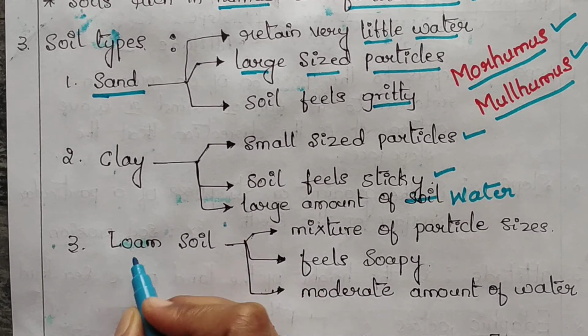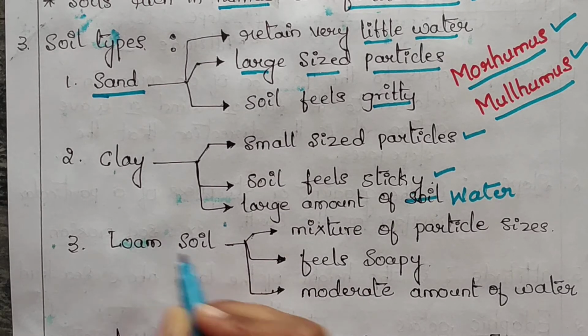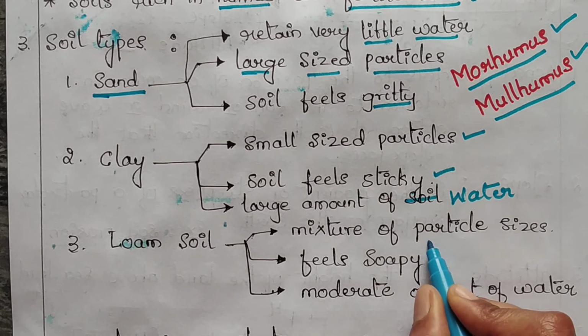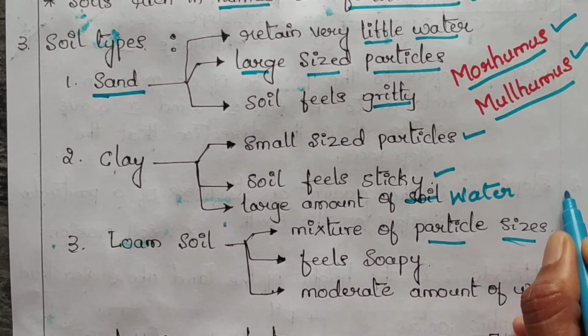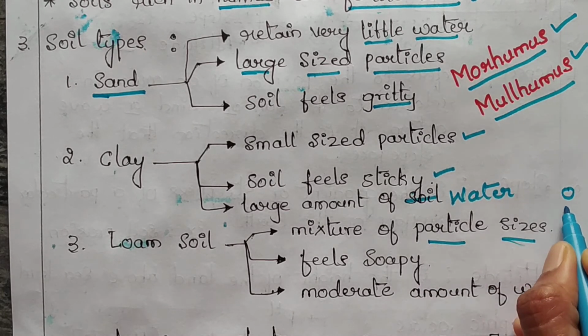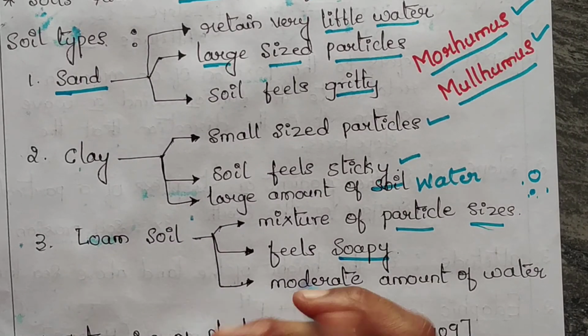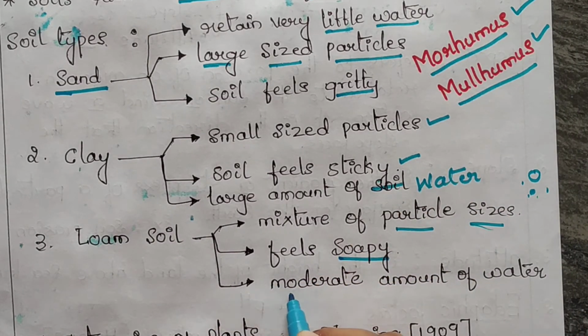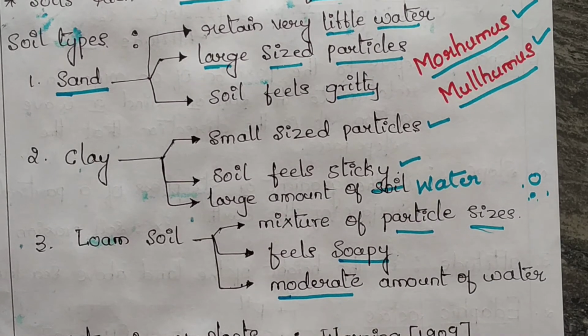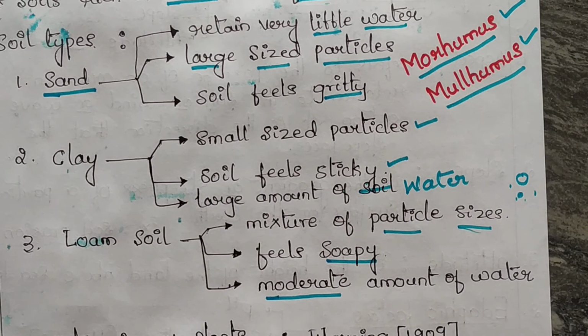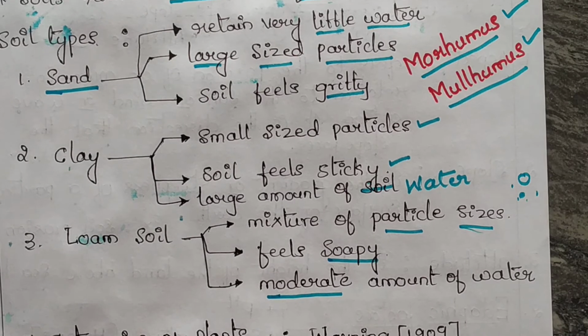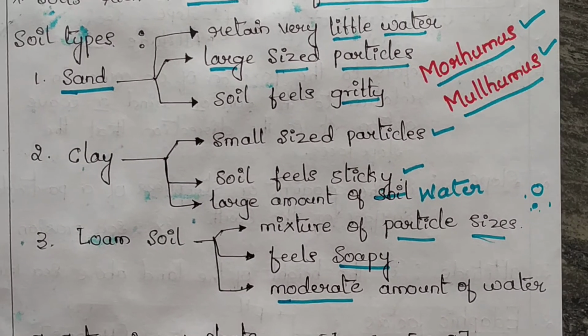Fine. Okay, let us move on to the next one, that is loam soil. Loam soil is a mixture of particle sizes, it's not just one, it's a mixture of big and small particle sizes. It includes all sizes of particles, and loam soil feels soapy, and its water retention power in this case is moderate. It retains a moderate amount of water. Okay, this is about the soil types.